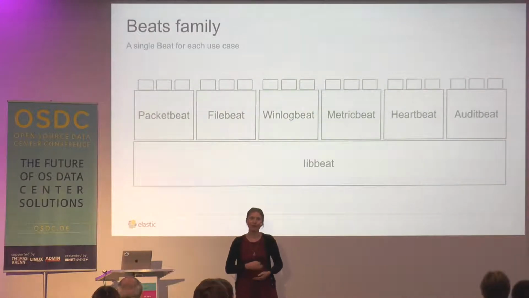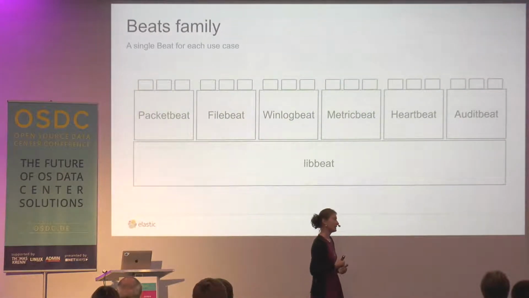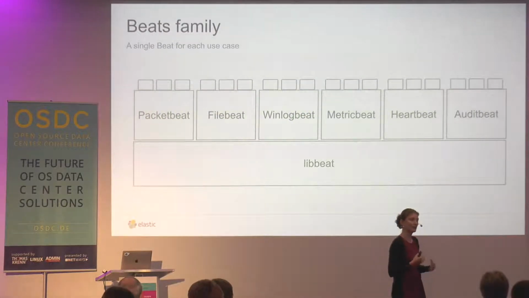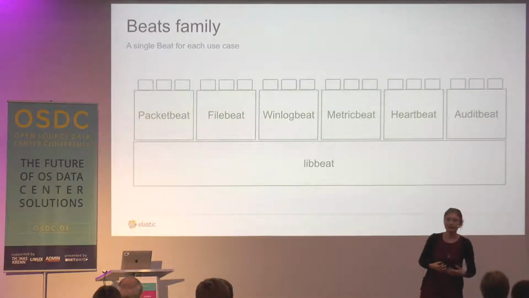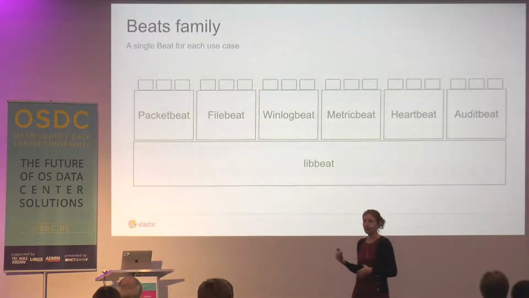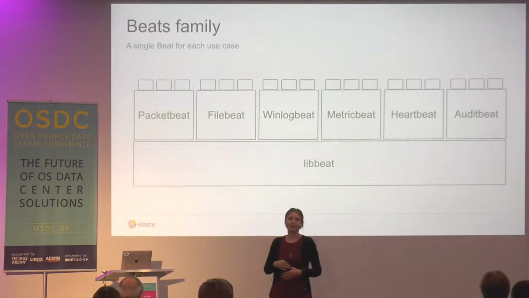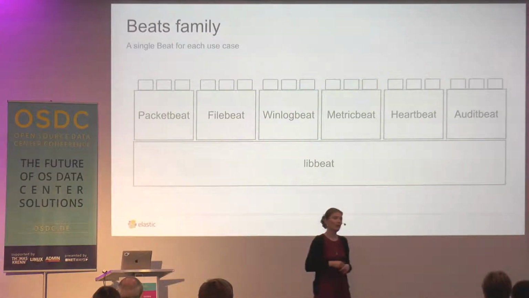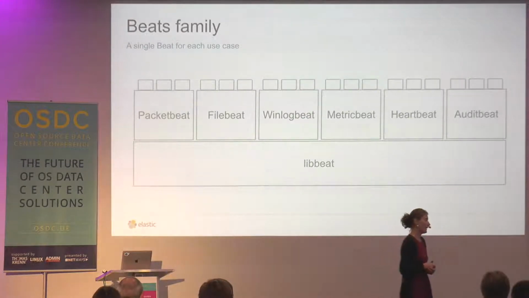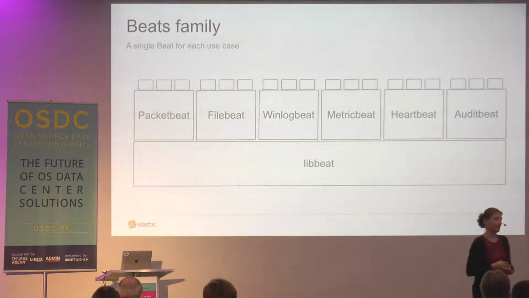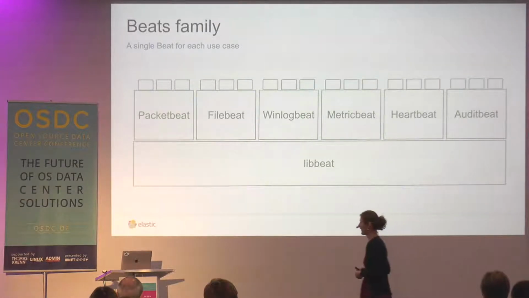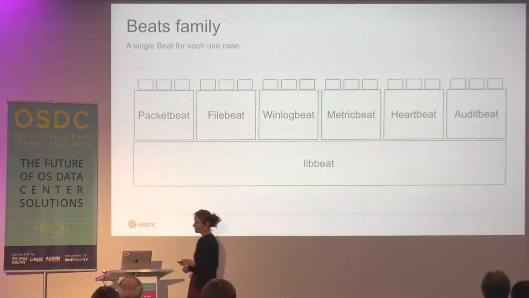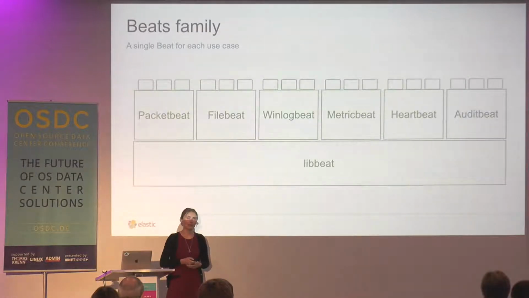We have Heartbeat for uptime monitoring, and the way it works is that it periodically sends pings to servers to see if they're up or down. It can also generate HTTP requests to services to see if a service is up and running. And the newest addition to the Beats family is Auditbeat, which is an alternative for auditd, but is better integrated with the Elastic Stack. This one is for security use cases. All of them are built on the Beats platform, as we call it, libbeat.